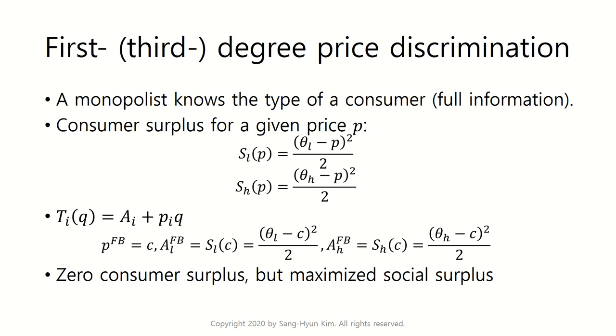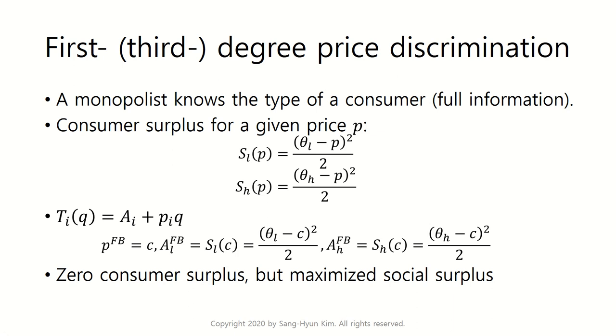In that case, the surplus generated by the low type consumer must be theta L minus C squared over 2, which is the S_L of C. Okay, and you extract the entire surplus using A_L. So A_L^FB, the first best fixed fee, must be the same as S_L of C. Okay, so that's how you maximize your profit.